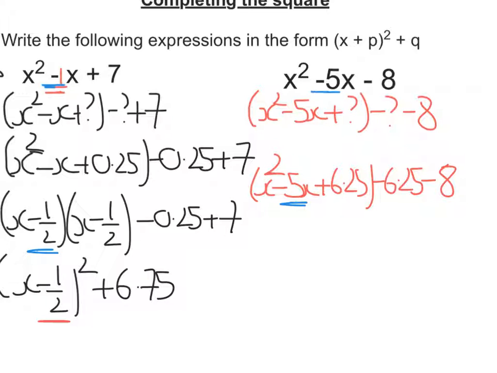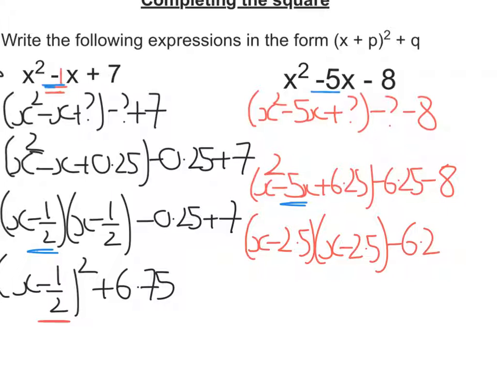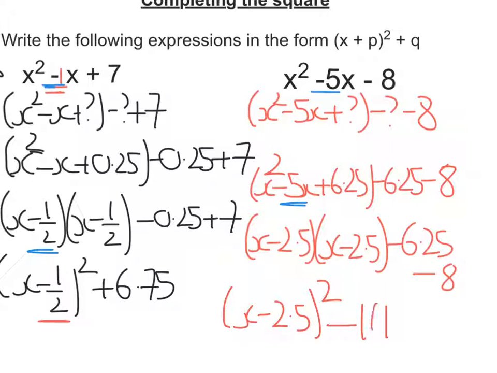So we get, if we factorize then, x minus 2.5, x minus 2.5, minus 6.25, minus 8. So let's do some simplifying. We're going to get x minus 2.5 squared, minus 6.25 minus 8 is minus 14.25.